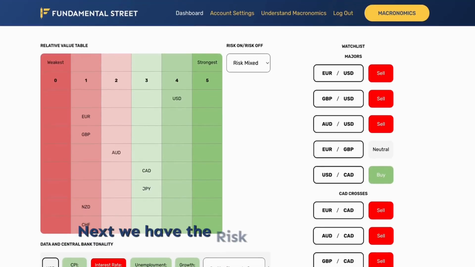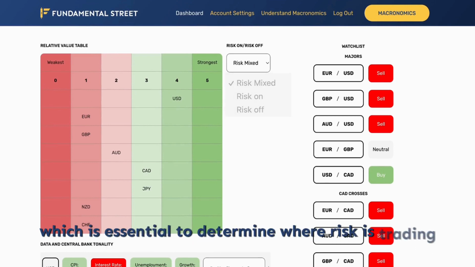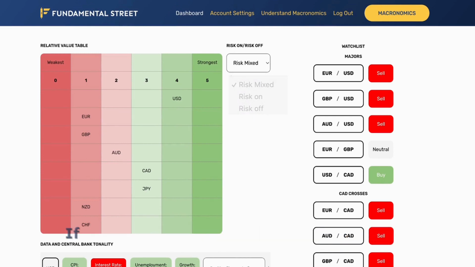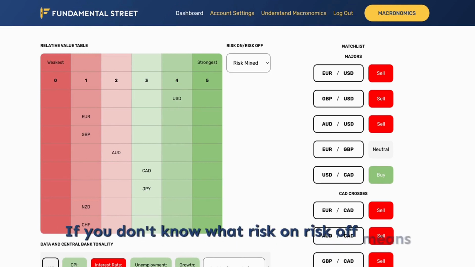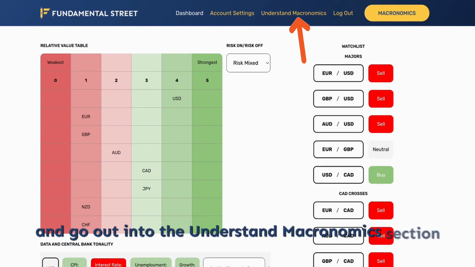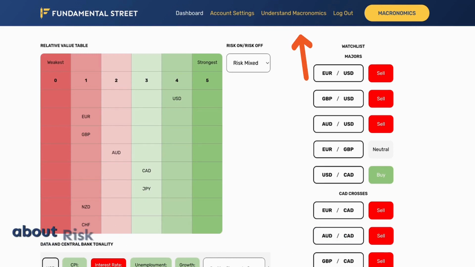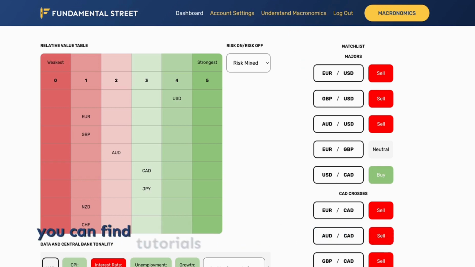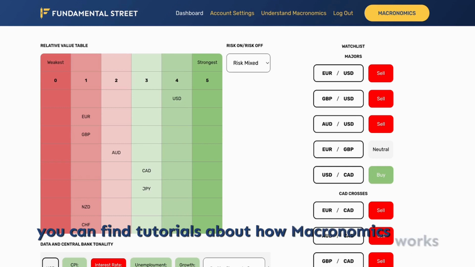Next, we have the risk on risk off module, which is essential to determine where risk is trading today and finding good intraday opportunities. If you don't know what risk on risk off means, leave it as mixed and go out into the Understand Macronomics section where you can learn about risk on risk off and everything about fundamentals. You can find tutorials about how Macronomics works.